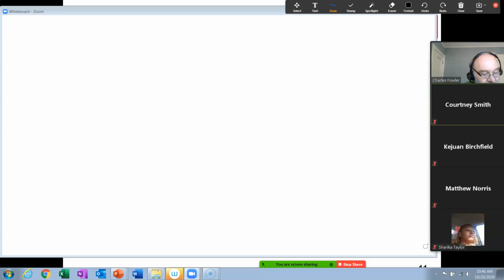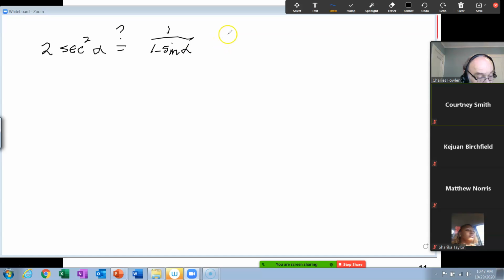Okay, now let's move on to example 2. Not on the PowerPoint, okay? So let's do this one. Verify this identity. 2 times secant squared alpha is equal to, or supposedly, this is what we're trying to show, 1 over 1 minus sine alpha plus 1 over 1 plus sine alpha.